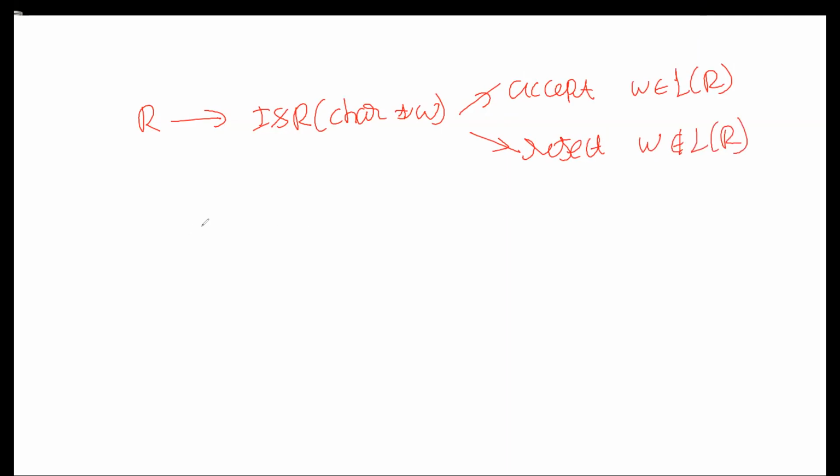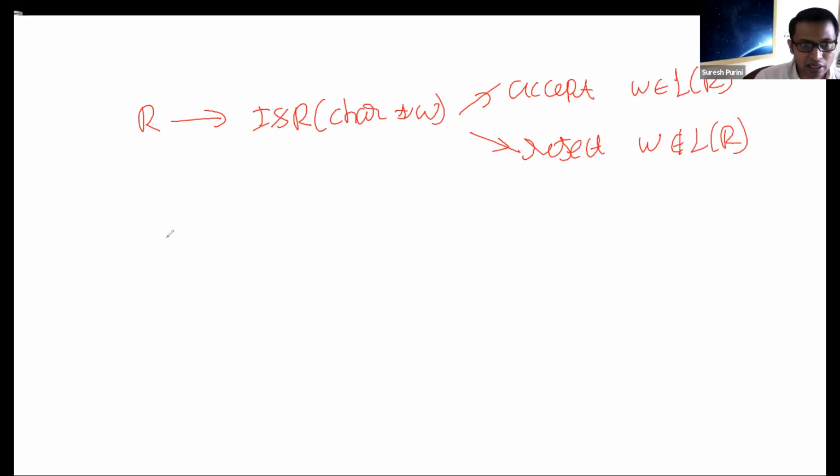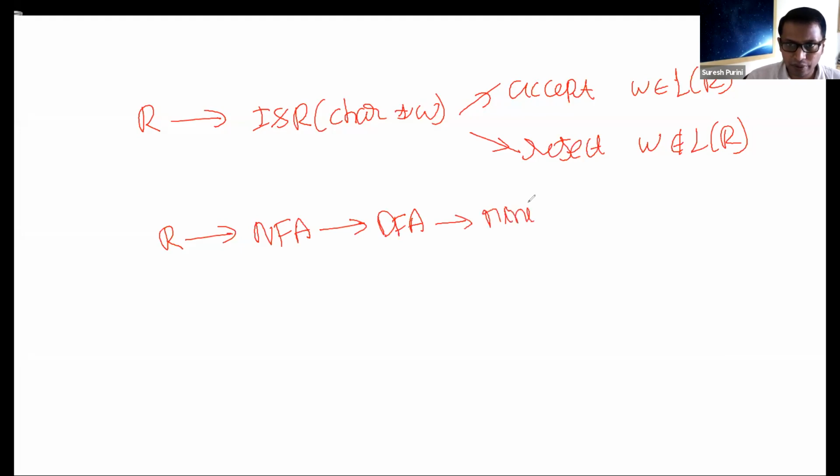And what is the idea that we have here? We take the regular expression R and convert it into a non-deterministic finite automaton. There is an algorithmic way to translate R into an NFA, and then we convert this NFA into a DFA, and then we minimize the DFA. This is an optional step, but it will be useful.